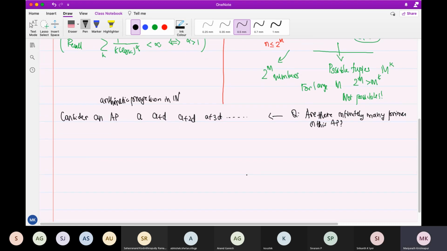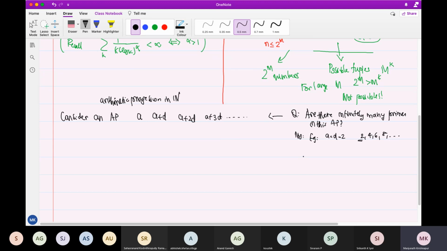Sometimes no. I mean, you can think even numbers, for example, form an arithmetic progression. That would be stupid, right? So no for trivial reasons. For example, if d is 2, then you get 2, 4, 6, 8, etc. The only prime number is 2. There are not infinitely many primes. Of course, it would be very stupid.